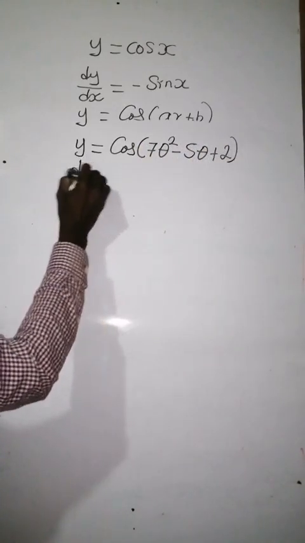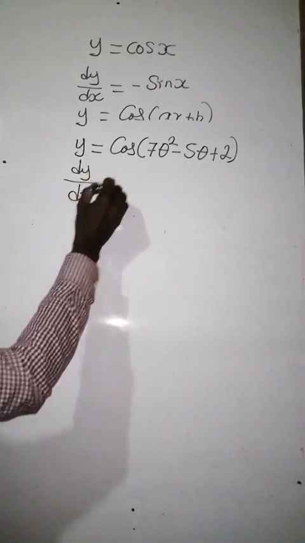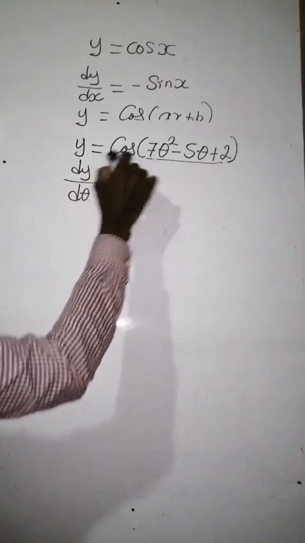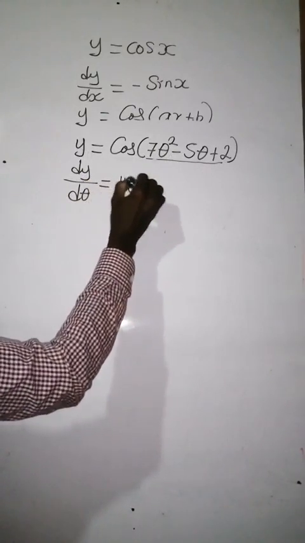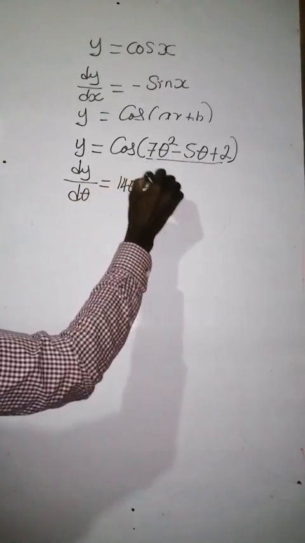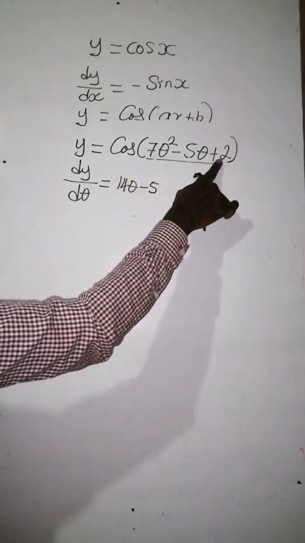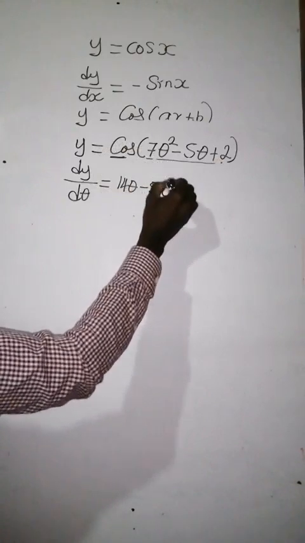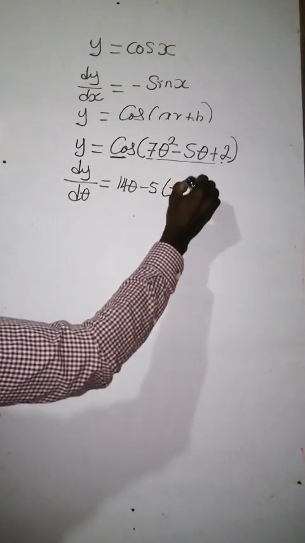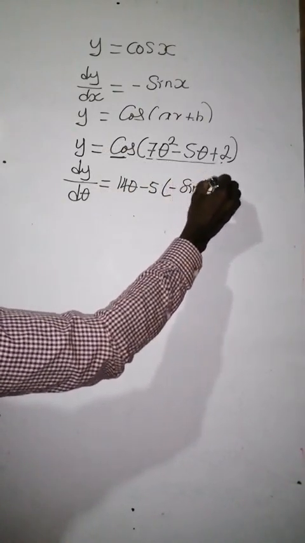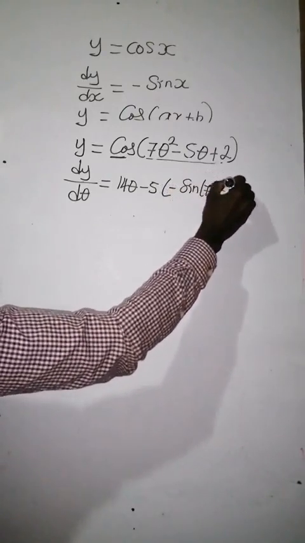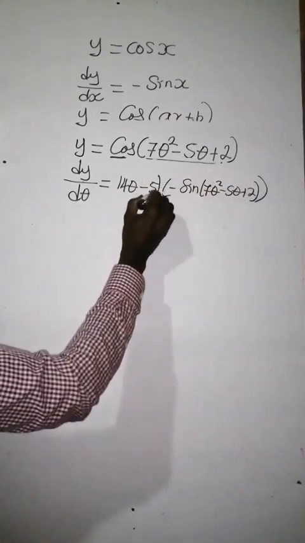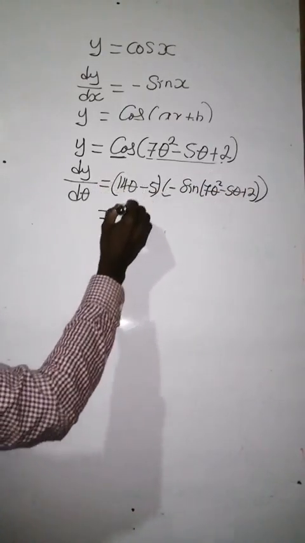Okay. Now, if I have y equal to cosine of 7 times theta squared minus 5 theta plus 2, I'll just take the 7 theta squared minus 5 theta plus 2 and differentiate it with respect to theta. So here, if I differentiate 7 theta squared with respect to theta, I'll have 14 theta. And if we differentiate minus 5 theta, you have minus 5. If we differentiate 2, it's a constant, so you get 0. Then you take the whole of cosine of the angle and differentiate, you get negative sine of the whole angle.